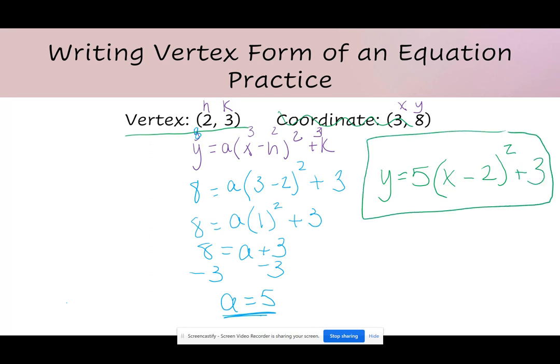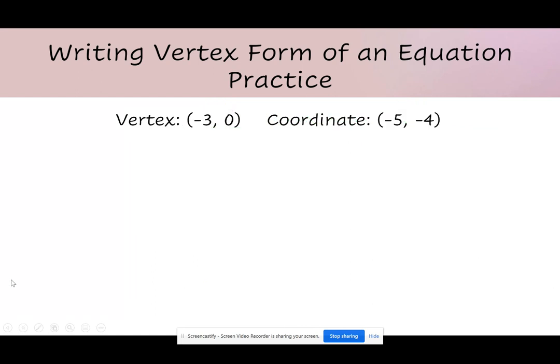So I wanted to point out that I said before your h is always the opposite sign because of this. So right here it's minus 2 since this is a positive 2. Here we have our h, k, x, and y. So if you use a times (x minus h) squared plus k, then our a is what we're solving for, y is negative 4, x is negative 5, h is negative 3, and k is 0. So we're going to plug all this in.